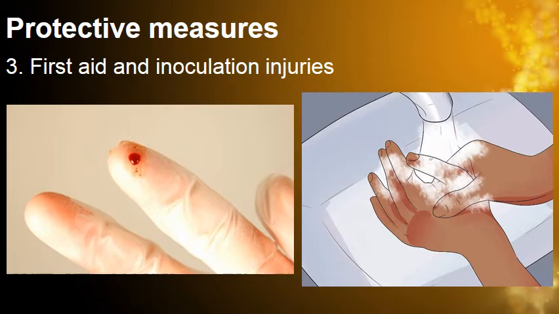If I accidentally have an injury through a needle, through a probe, what should I do? The first thing I do, I should go and wash the injury site under running water. After that, I will use alcohol or any antiseptic to clean the wound and disinfect the wound.